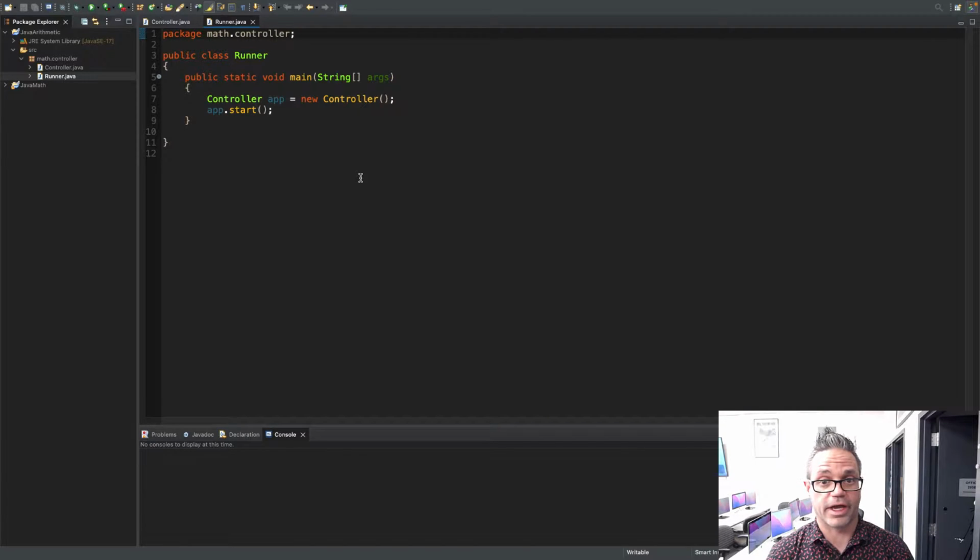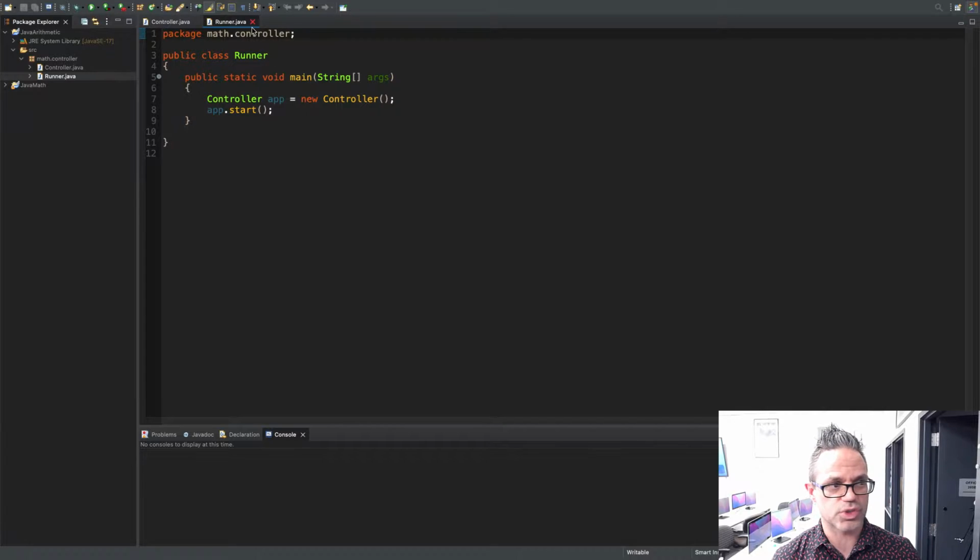Welcome. Today we're going to be taking a look at how we can actually use Java to do arithmetic, aka doing math with code. So we're starting off, as always in my class, with using the runner. The runner is where I just simply start up code. So you have a public static void main. I make my controller app, assign a new controller instance, and tell it to start.